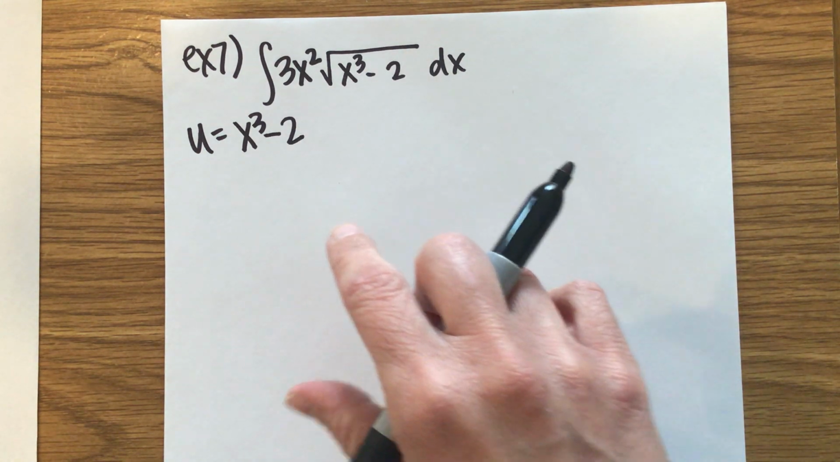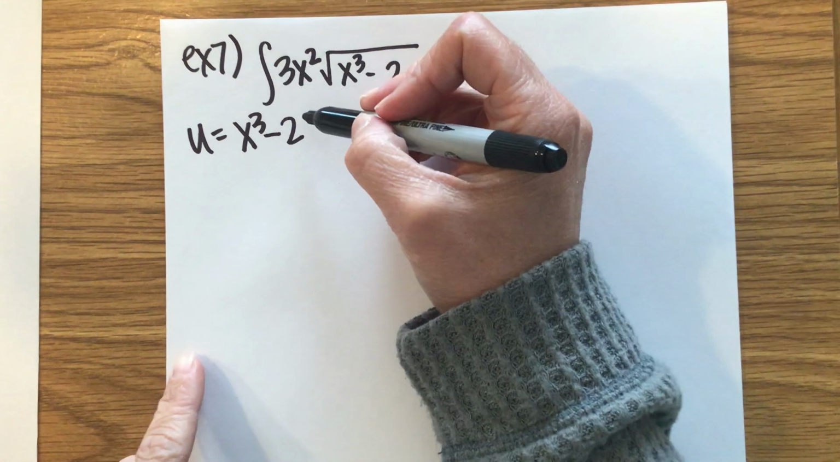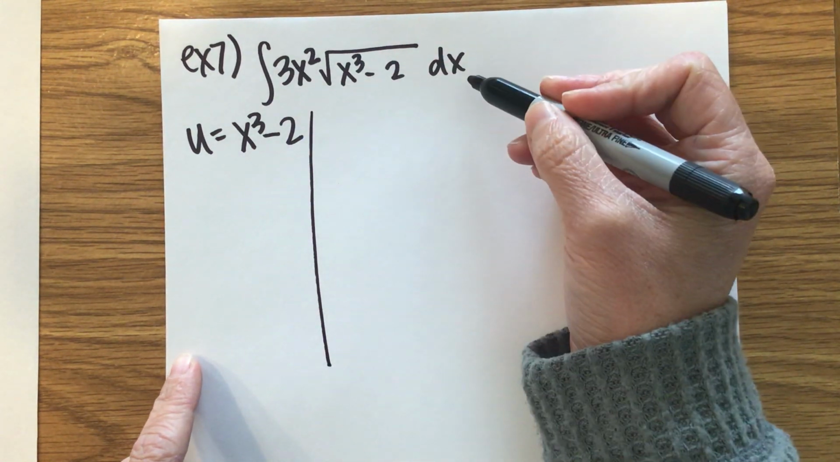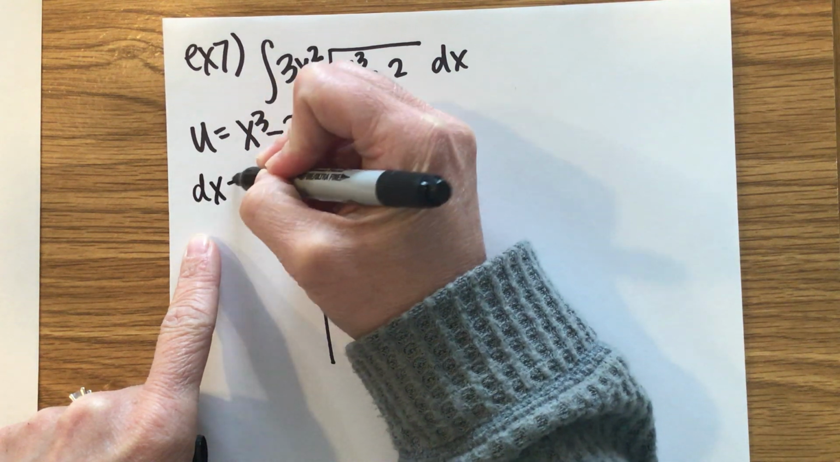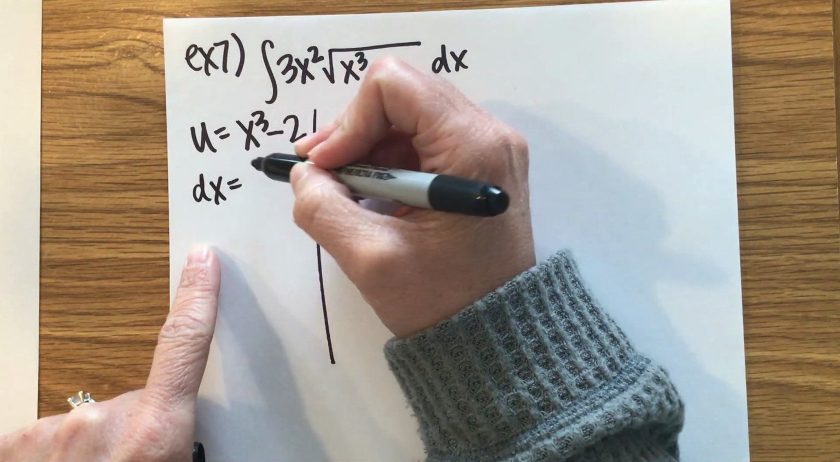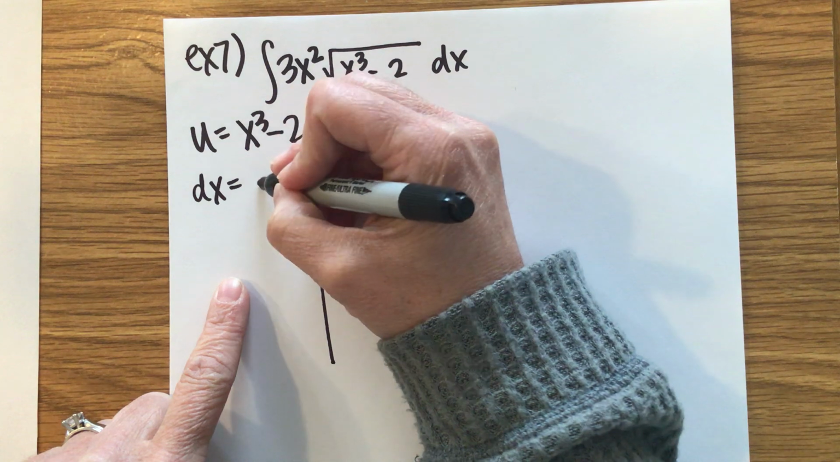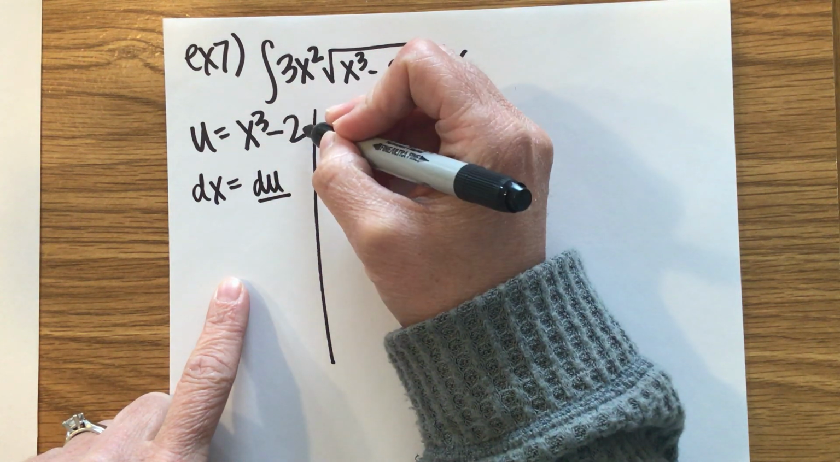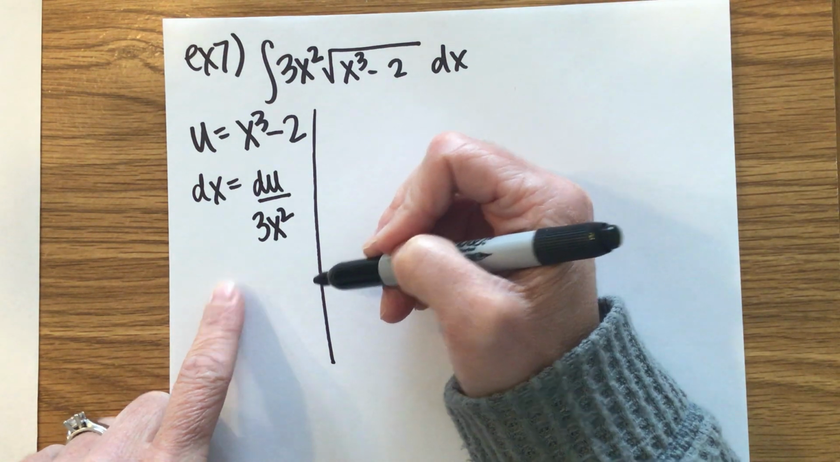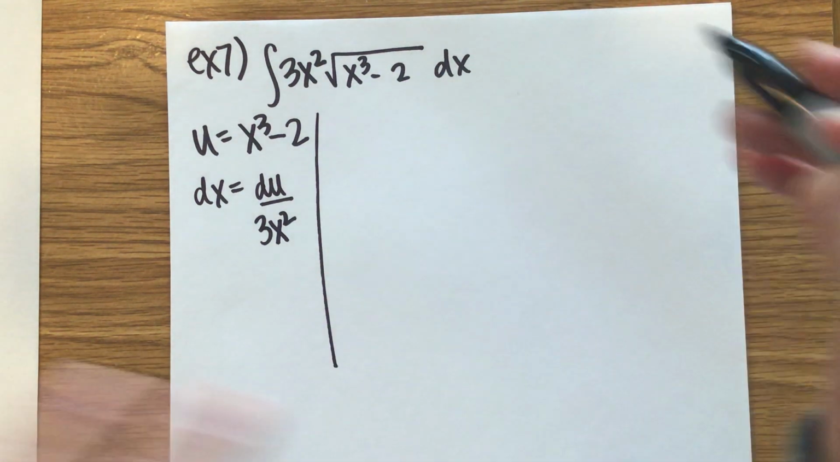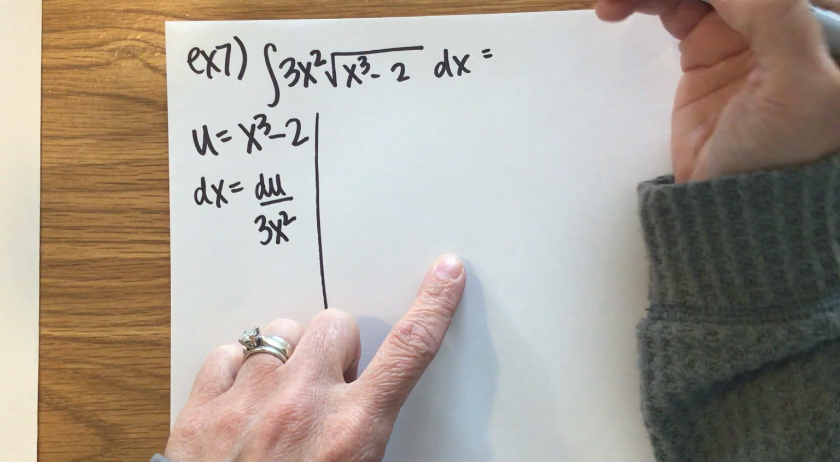I'm going to do a little bit of work on my side work here before I start in here. I know I'm going to have to sub out dx, so I like to get that going as well. Dx, our little shortcut we've talked about, is always du divided by the derivative of this, which is 3x squared. Now that my side work is ready for my subbing, I'll go through and work on the problem.